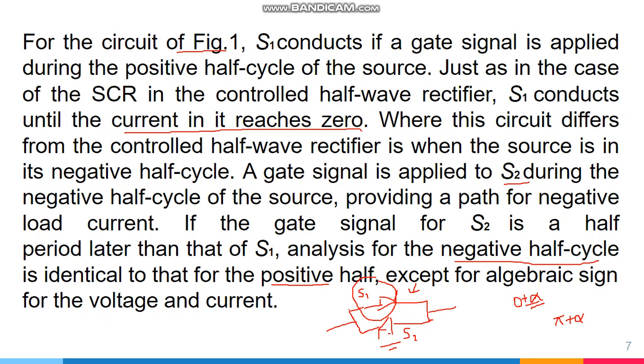So if the value of both these angles is the same, in that case the analysis for both will be similar other than the algebraic sign. For this pi plus alpha, which is S2, its sign will be negative.